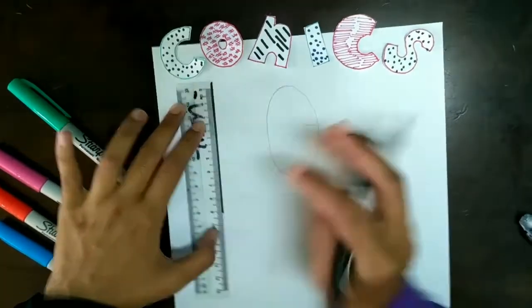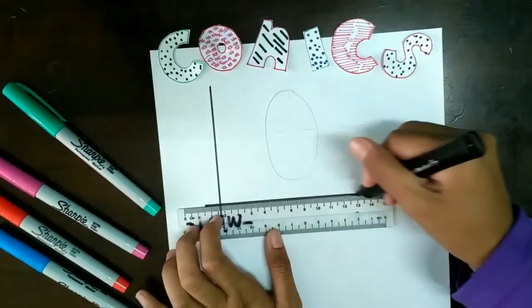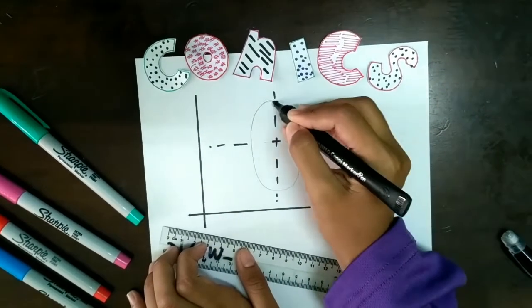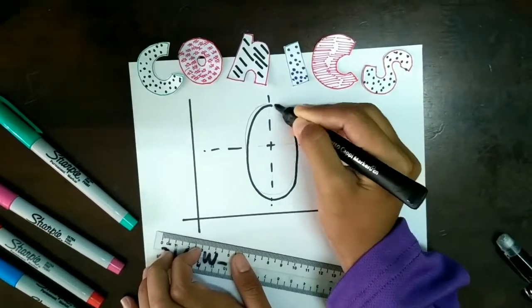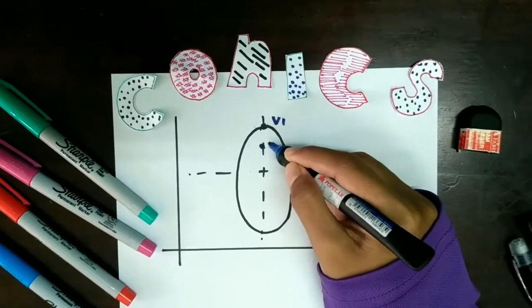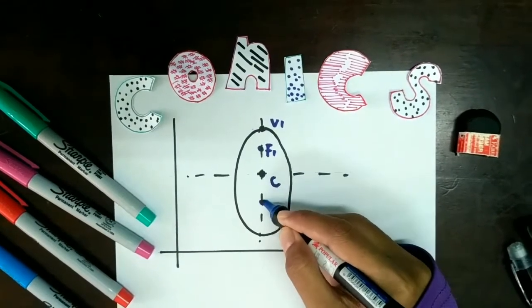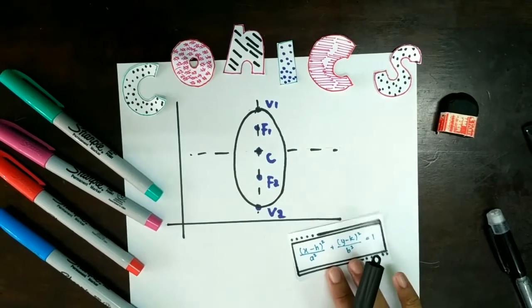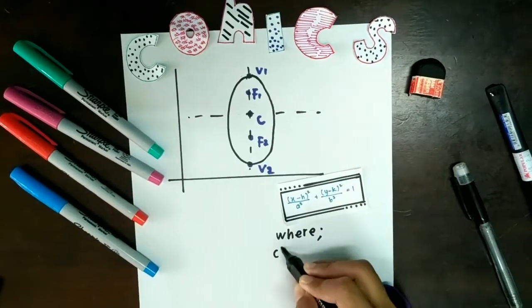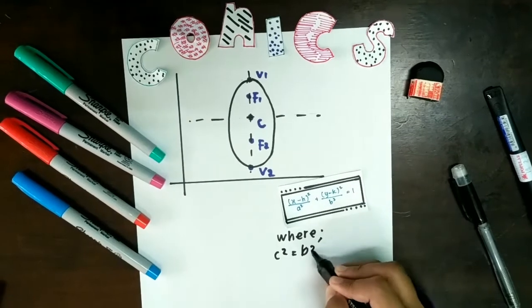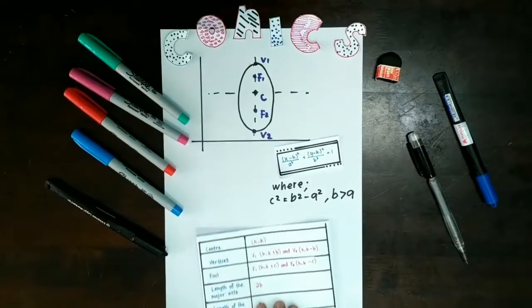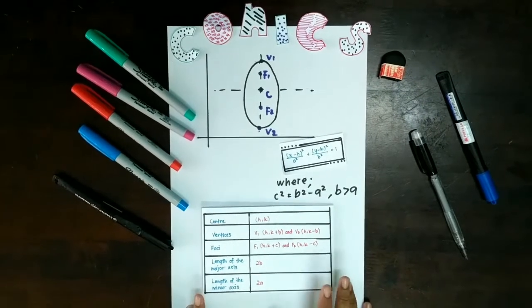Now we're going to draw the standing ellipse. This is vertex 1, foci 1, center, foci 2, and vertex 2. x minus h squared over a squared plus y minus k squared over b squared equals 1 is the general equation, where c squared equals b squared minus a squared, where b is more than a.